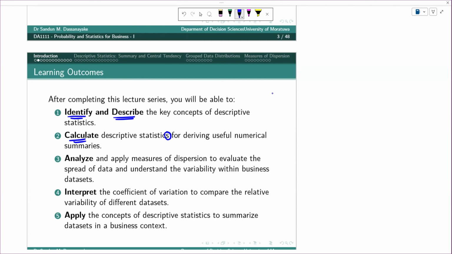The third learning outcome is analyzing and applying measures of dispersion to evaluate the spread of data and understand the variability within business data sets. The fourth one is interpreting the coefficients of variation to compare relative variability and applying concepts of descriptive statistics to summarize data sets in business context. Because we'll be covering the entirety of descriptive statistics in this lecture series, you will be able to start from the concepts all the way to the application.